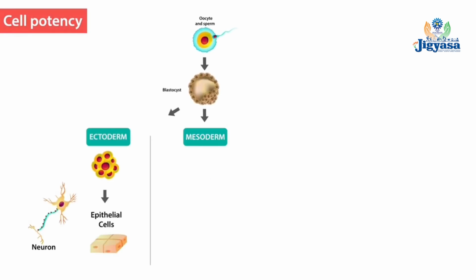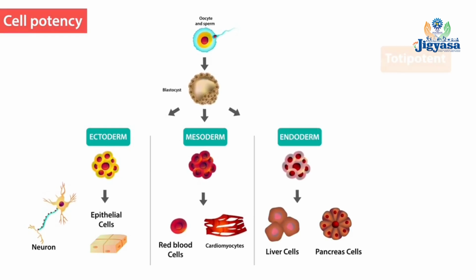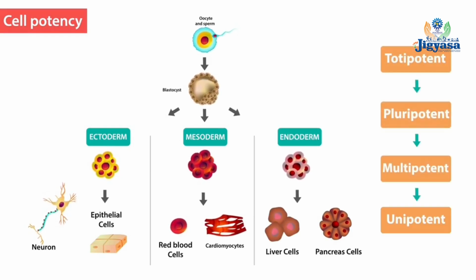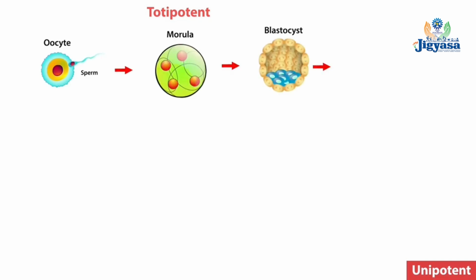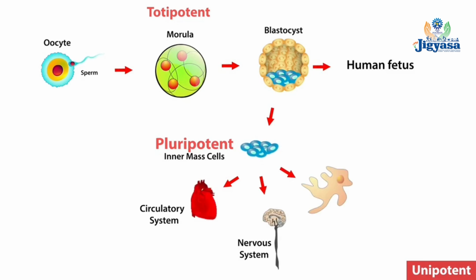Oligopotent. These can differentiate into few different cell types. Adult lymphoid or myeloid stem cells can do this. Unipotent. These can also produce cells of one kind, which is their own type. However, they are stem cells because they can renew themselves. Examples include adult muscle stem cells.